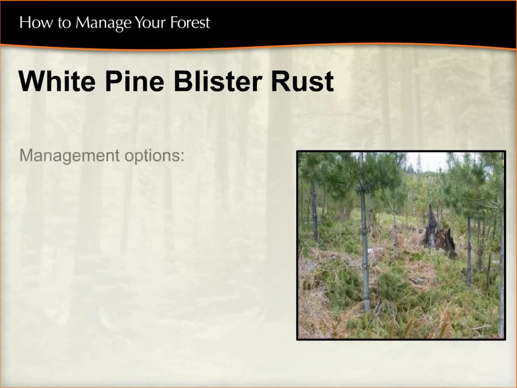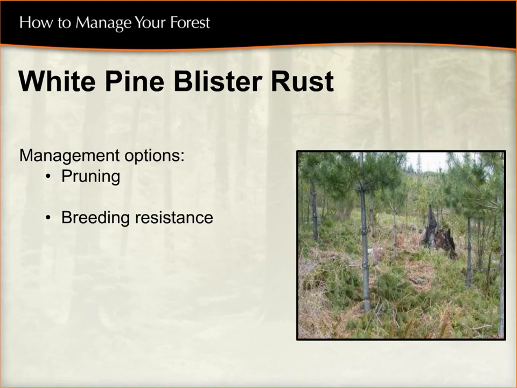The blister rust disease can be controlled at least somewhat by pruning lower branches to increase airflow and reduce the humidity. The best insurance, however, is to plant trees that have been bred for genetic resistance to the rust. Rust hazard zones identify areas according to temperature and humidity conditions, so you can use that information to avoid the cooler, moister areas that are more conducive to blister rust infections.